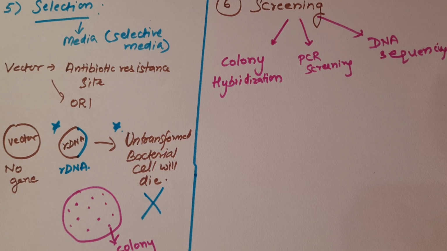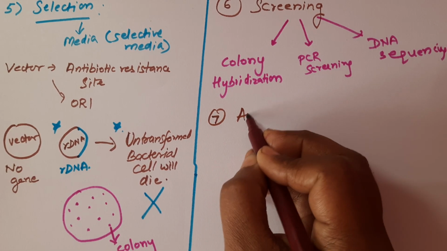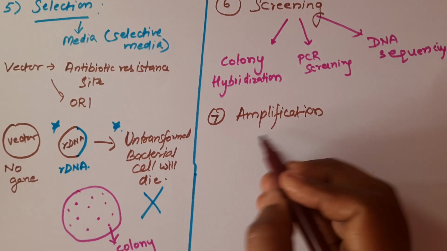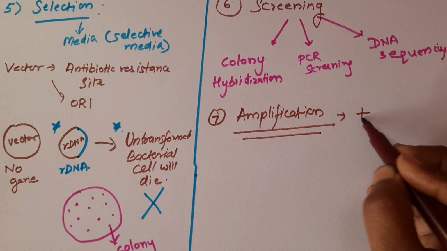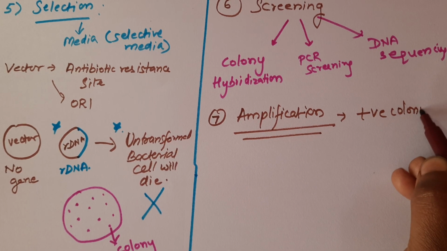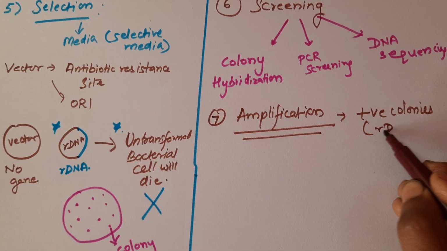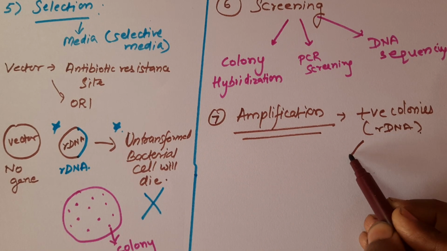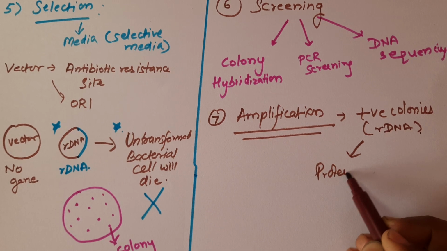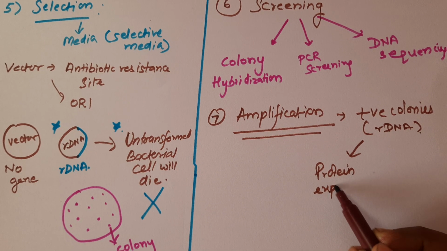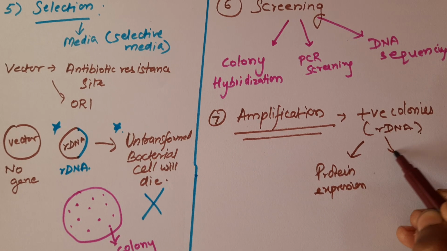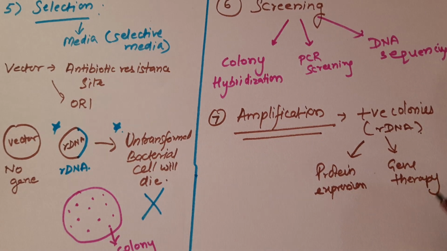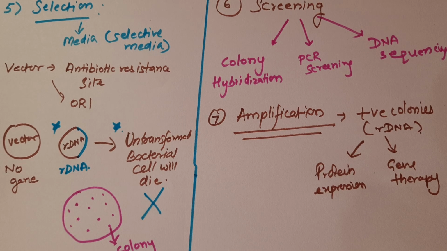Then the last step is amplification. After the screening process, we now have the positive colonies. The positive colonies are the ones that contain the recombinant DNAs. Then we will produce them into a large culture for protein expression, for various applications, or for gene therapy. So these are the seven steps of gene cloning, friends.